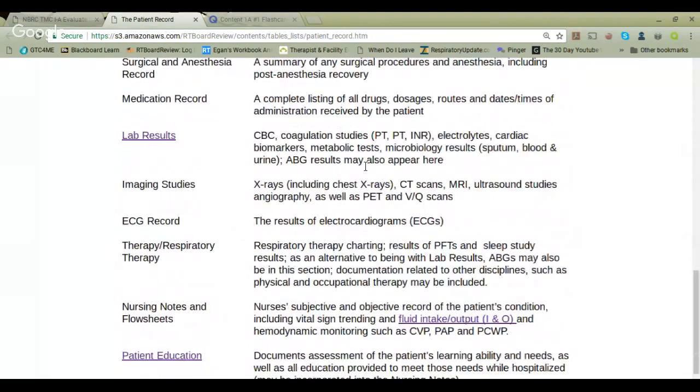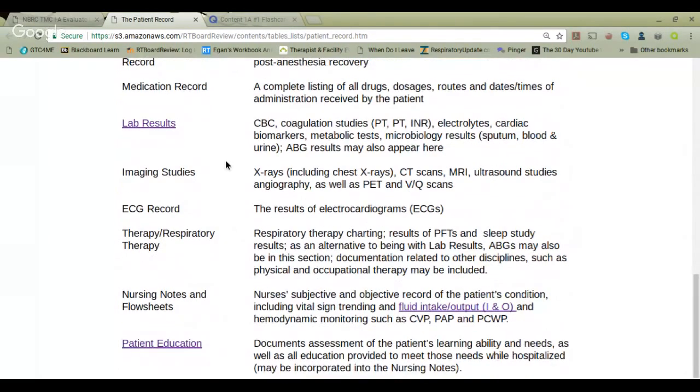Lab results. CBC. Coagulation studies, PT, PTT, and INR. Electrolytes, cardiac biomarkers, metabolic tests, microbiology, sputum, urine. ABG results may also appear here. That's easy to remember.